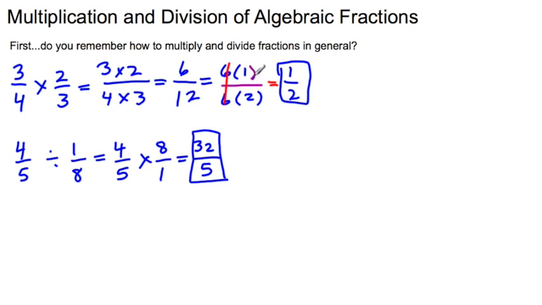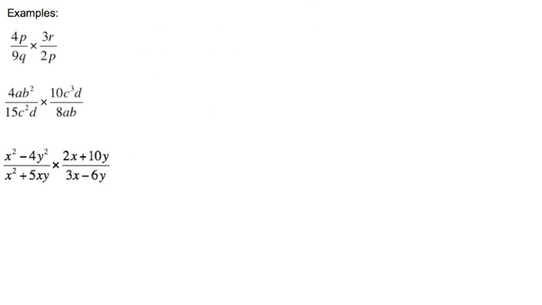Let's go ahead and take a look now at multiplication and division with algebraic fractions. So let's take a look at this first example over here. I have 4p times 3r, so multiplying straight across, that means I have 4 times 3 times p times r, which means I have 12pr over 9 times 2 times p times q, so I have 18pq.